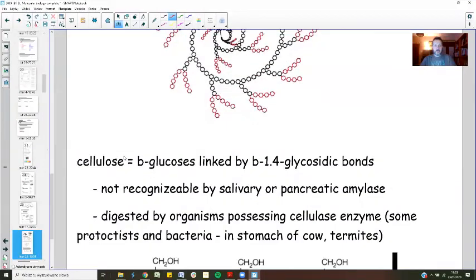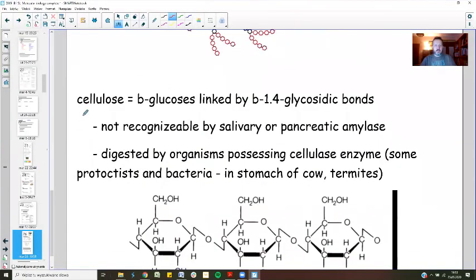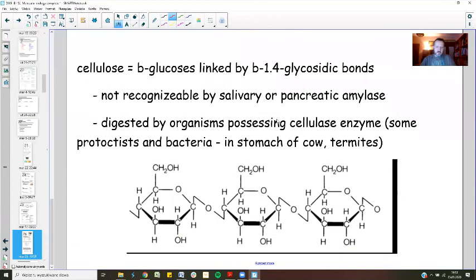The third polysaccharide in our lesson is cellulose. We said that it is made of beta glucoses linked by 1,4 glycosidic bonds. This substance is not digested by amylase. The only enzyme that digests this substance in living organisms is called cellulase, and it's produced by microorganisms, protists, and bacteria found, for instance, in a cow's stomach or in termites' digestive system.